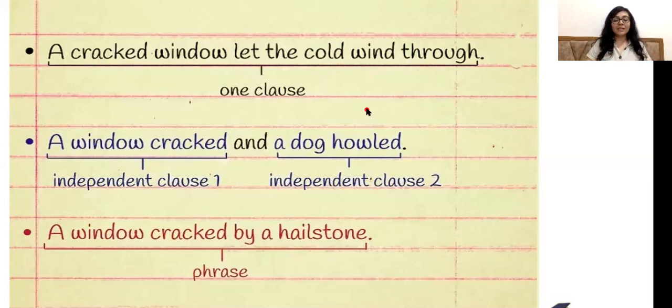And if I see the last sentence, a window cracked by a hailstone. It's simply a group of words, nothing else. And it doesn't have any subject here, right? It's a phrase.